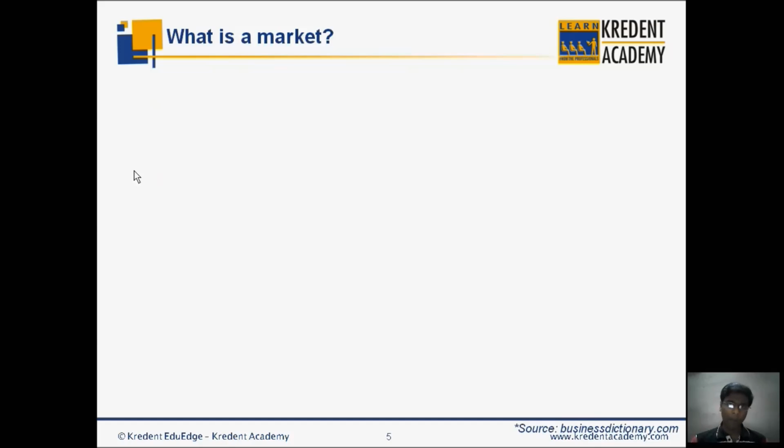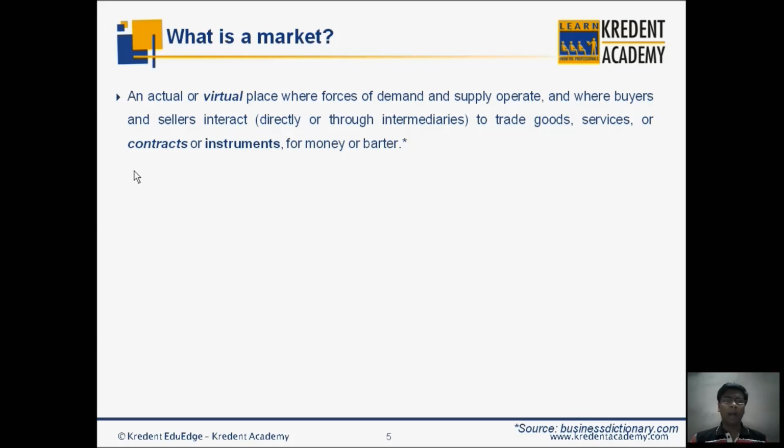Well, a market actually is an actual or virtual place where forces of demand and supply operate and where buyers and sellers interact directly or through intermediaries to trade goods, services, or contracts or instruments for money or barter. What does this mean? Well, it means that a market is a place basically where buyers and sellers will interact to buy and sell something.